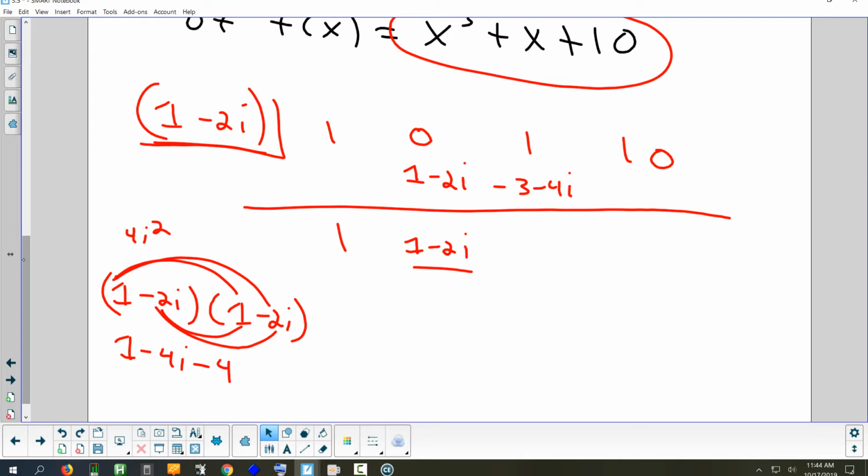And now, add your column. Well, negative 4i is going to stay there. What's 1 plus negative 3? Negative 2. Okay, so now we only have one more time, and then we're done. I'm hoping that I get negative 10, because if I get negative 10 plus 10, there's my remainder 0. So let's see what happens.